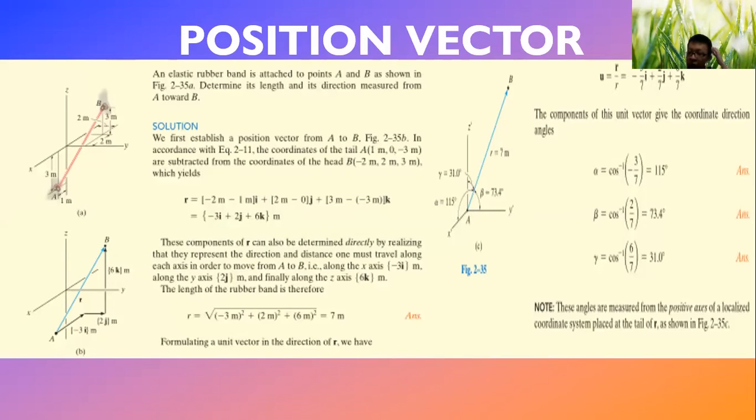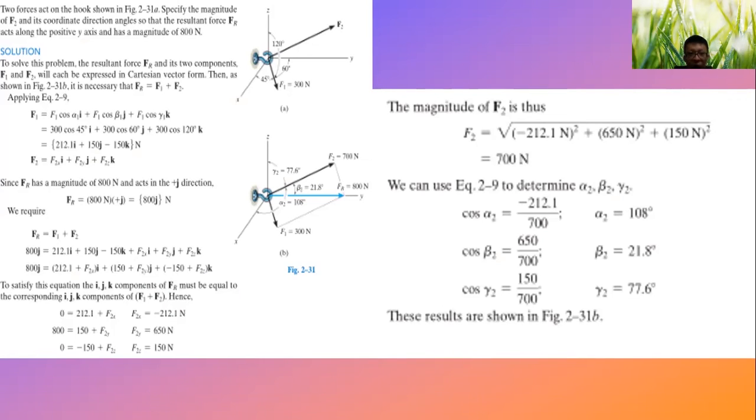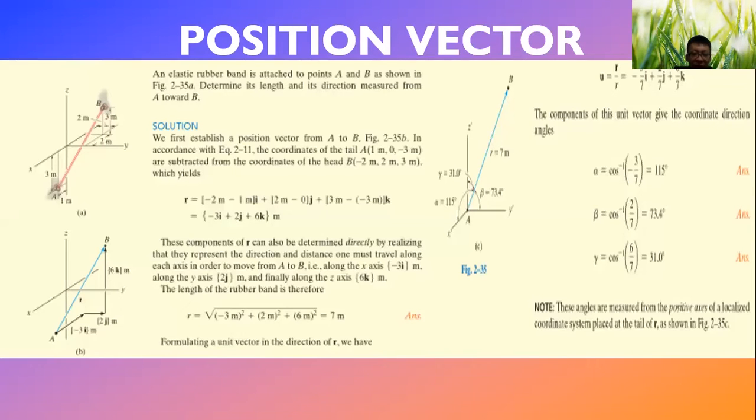So position vector. The previous example only had force, but now this other example includes the coordinates of 2 points.